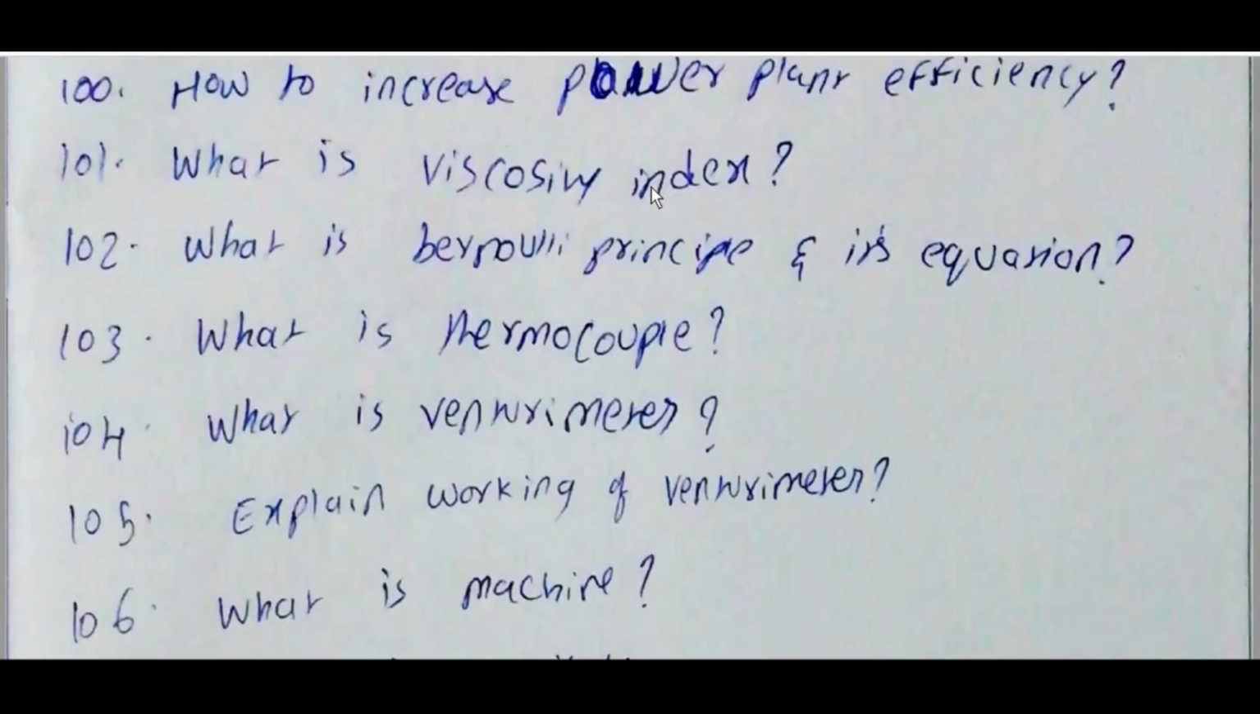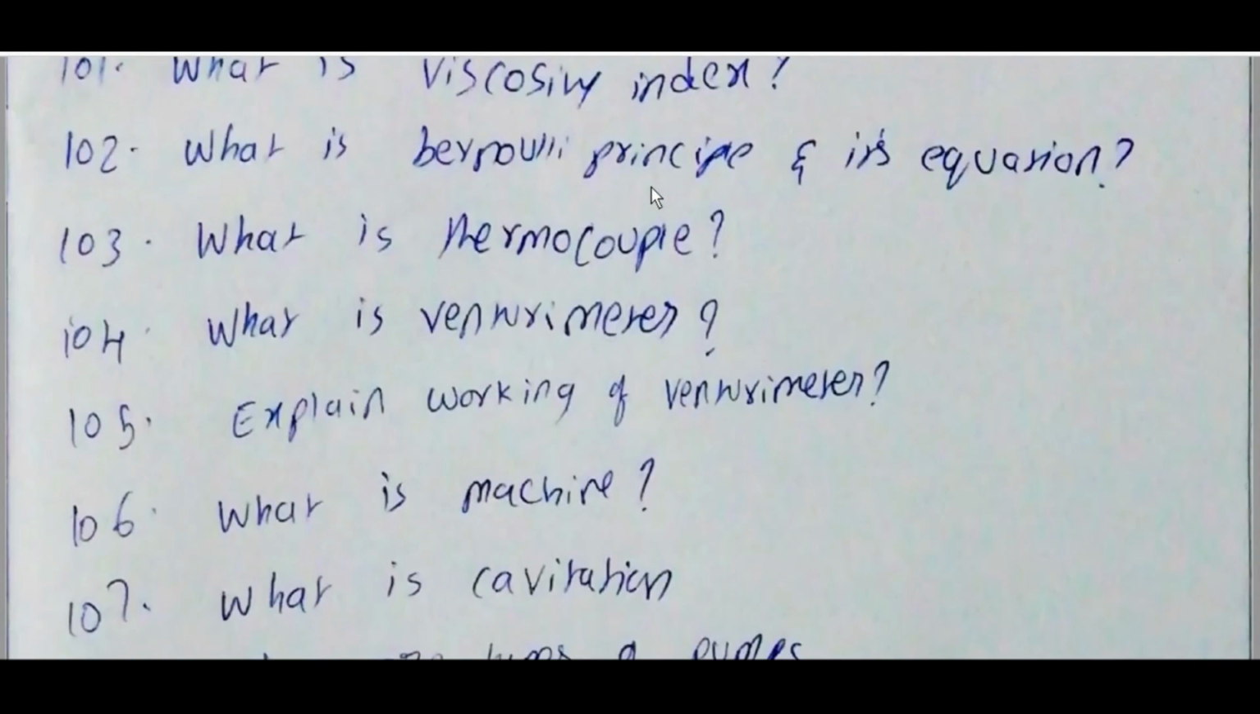What is Bernoulli principle and its equation? Bernoulli principle assumptions: fluid must be inviscid, flow must be steady and incompressible. Energy per unit volume before is equal to energy per unit volume after. P1 plus half rho V1 square plus rho g h1 is equal to P2 plus half rho V2 square plus rho g h2.